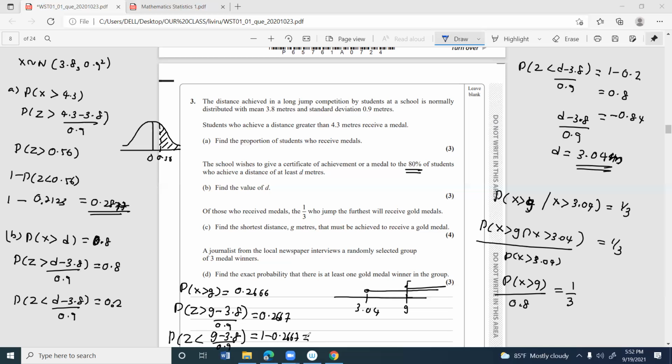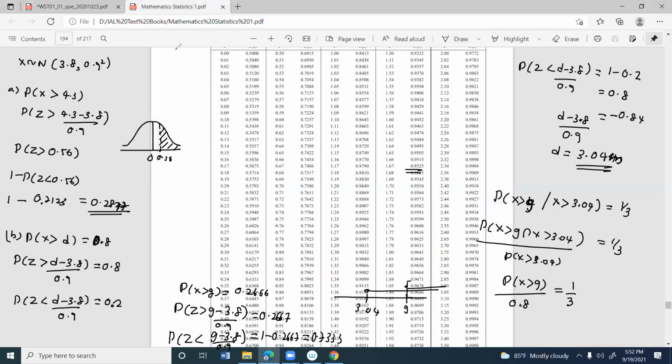1 minus 0.2667 is 0.7333. Then if you read 0.7333 from the table, the closest figure is 0.62. Just one second. Here 2.6 is 7333.